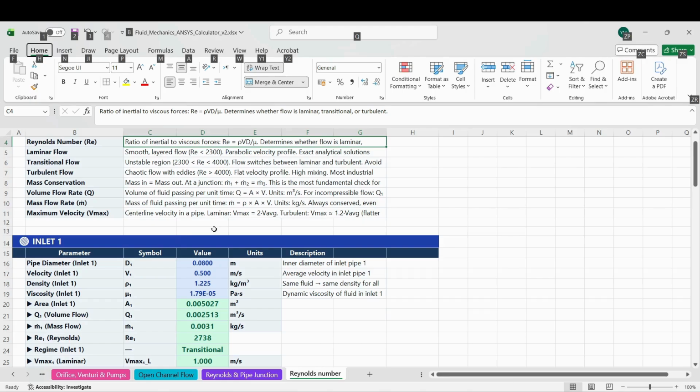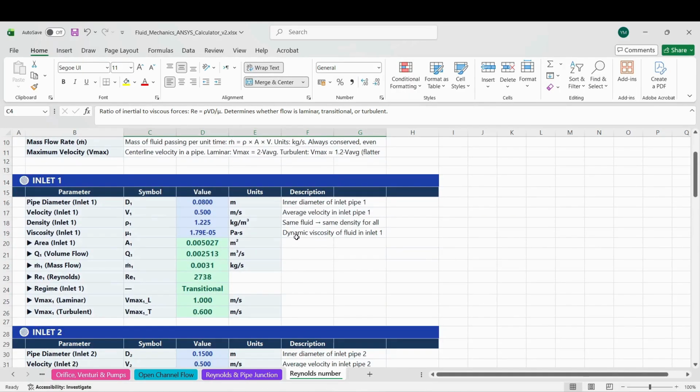And maximum velocity: for laminar flow, the maximum velocity is 2 multiplied by the average velocity, and for turbulent it's nearly 1.2 multiplied by the average velocity.